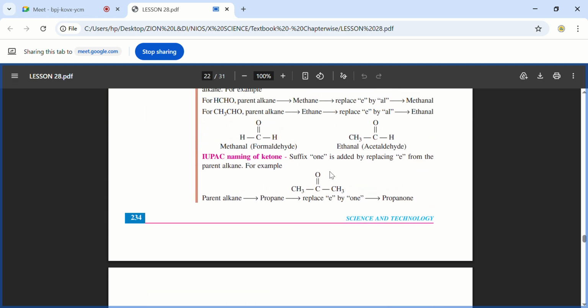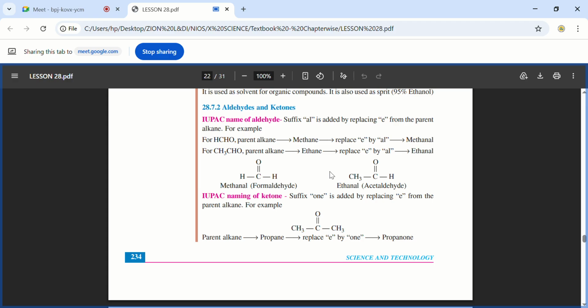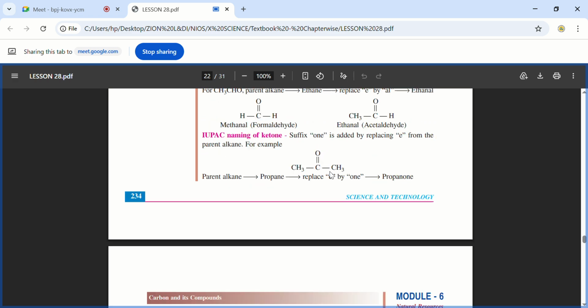Okay, so we are going to see two compounds here, aldehyde and ketone. The functional group of the aldehyde is C double bond OH. The suffix will be Al. In this case, they will remove the E and replace it with Al. Whereas in the ketone, the structural formula will be C double bond O. The suffix will be ONE. We'll remove the E and replace it with ONE, what we learned in the previous class.